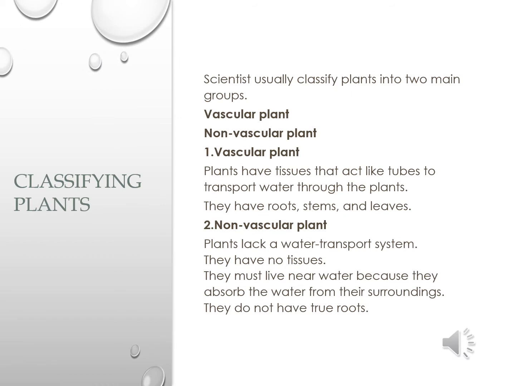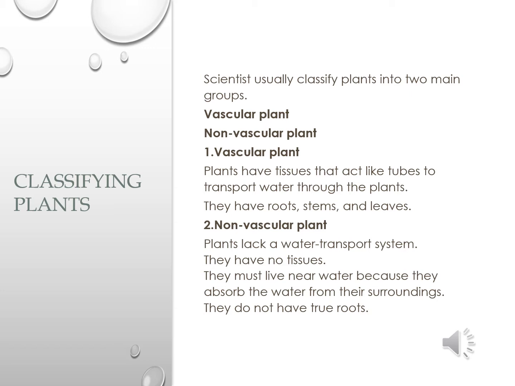Previously we have discussed the classification of animals. Vascular plants have tissues that act like tubes to transport water. But this is not the case with non-vascular plants. Non-vascular plants do not have tissues, so they lack a water transport system. They don't have a system that can help to circulate water in them.